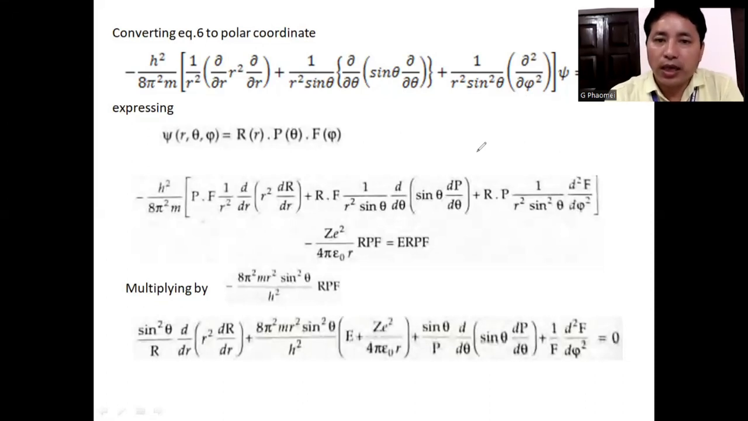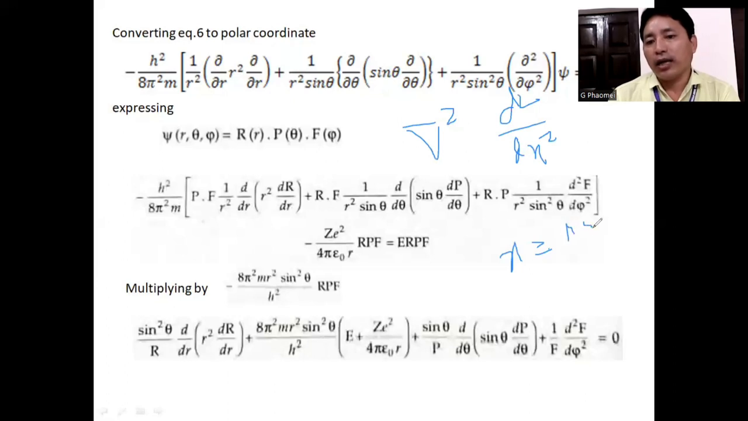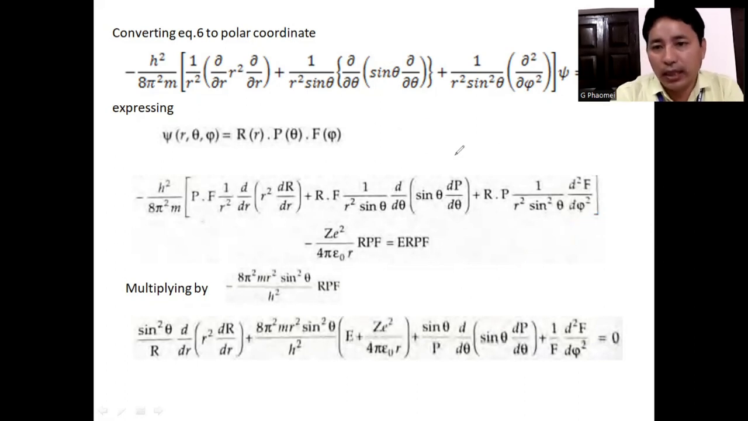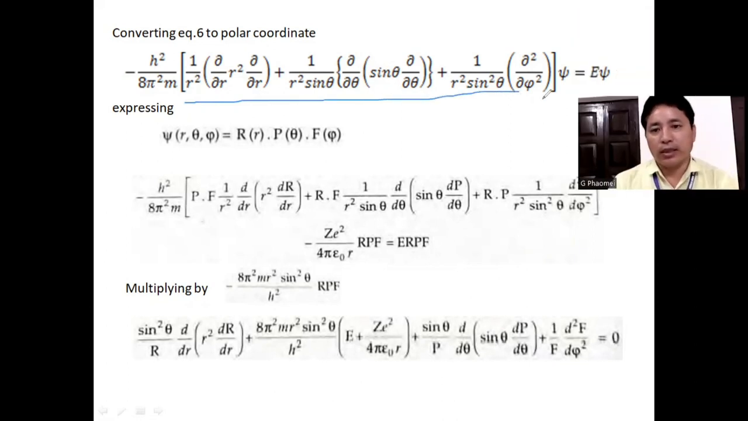So if you change from the Cartesian coordinate to the polar coordinate, we know that del squared is equal to d squared by dx squared. Now, if you change x, the Cartesian coordinate, to the polar coordinate, we know that x is equal to r sine theta cos phi. Therefore, if you solve the differentiation d squared by dx squared, and solve for y and for x, the Schrodinger equation in terms of the polar coordinate is given like this.